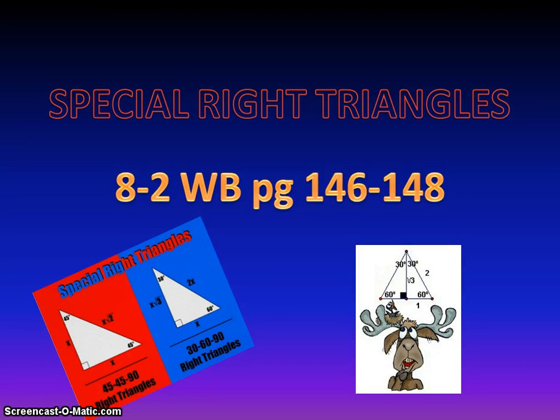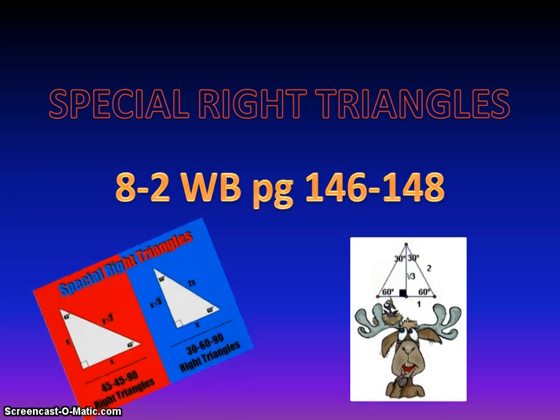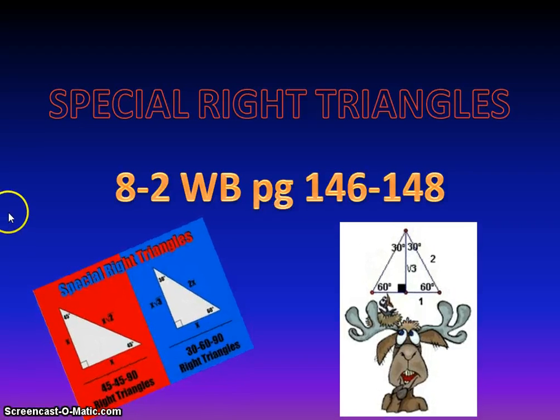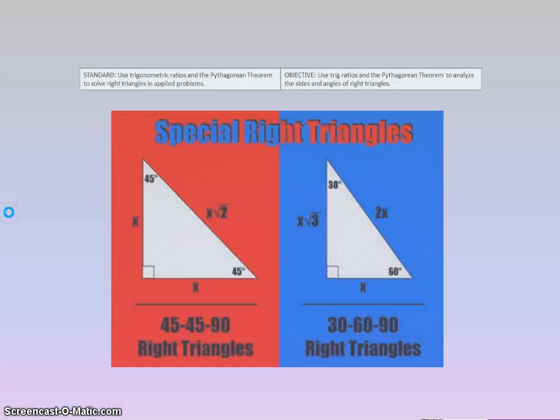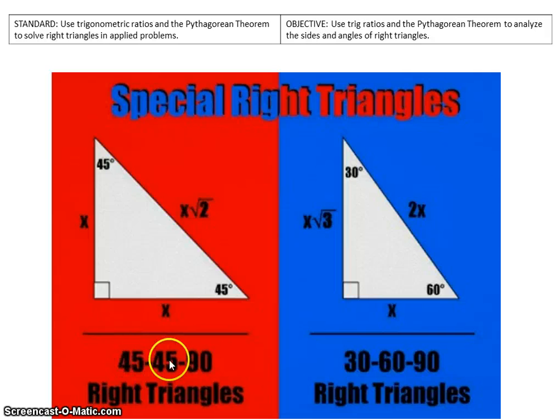Welcome to this exciting presentation of special right triangles. There are two special right triangles that we have to know about, and here they are. They are a 45-45-90 degree right triangle and a 30-60-90 degree right triangle.